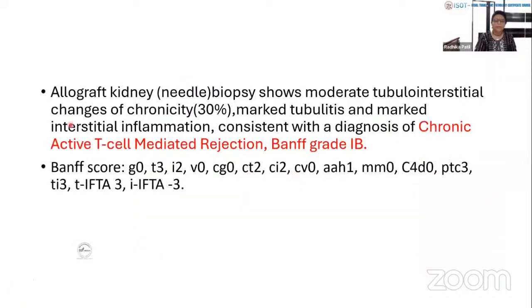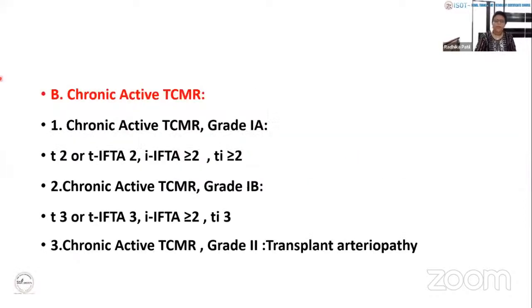So our case was showing moderate tubulointerstitial changes of chronicity, marked tubulitis, moderate interstitial inflammation, consistent with the diagnosis of chronic active T-cell mediated rejection, Banff grade 1B. So to grade the Banff score, we should have the adequacy criteria: at least 10 glomeruli and 2 arteries should be there, or the minimum criteria is 7 glomeruli and a single artery should be there.